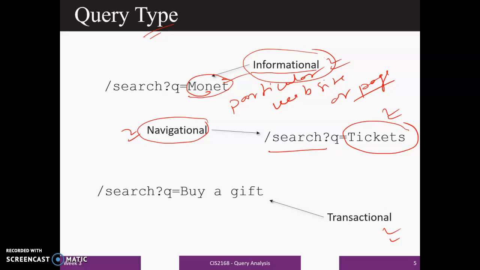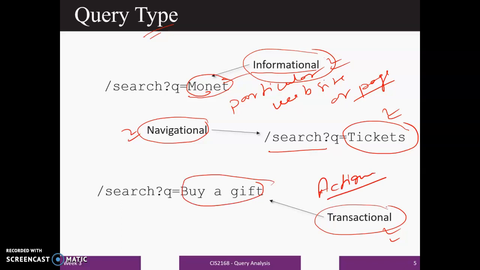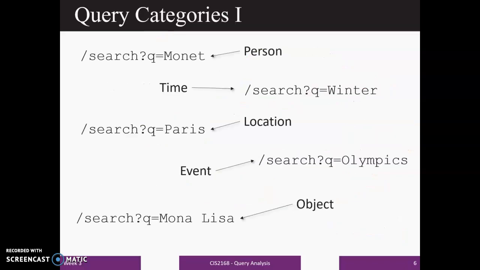Whereas in the case of a transactional query, if the user is interested in buying something, then it is called a transactional query, because here the user is going to perform certain actions. So, buy a gift. This is a transactional query. So this is how you will figure out the type of the query. Next, I have given categories for the query.